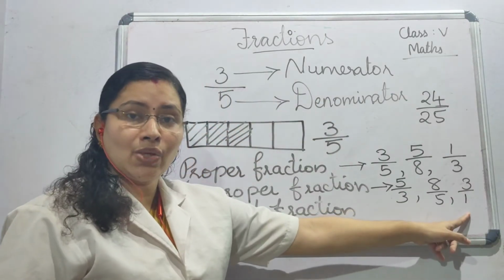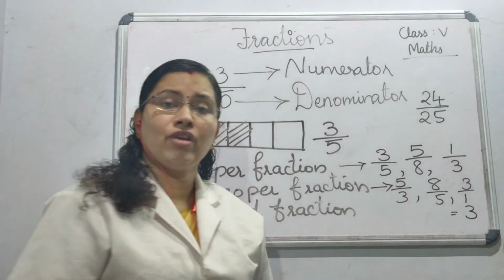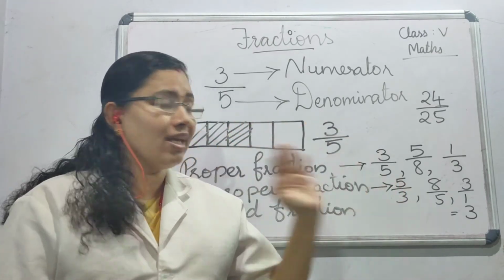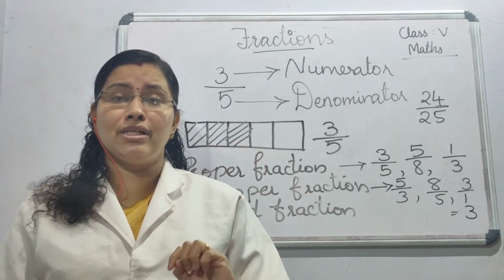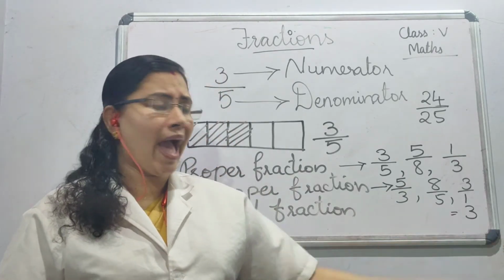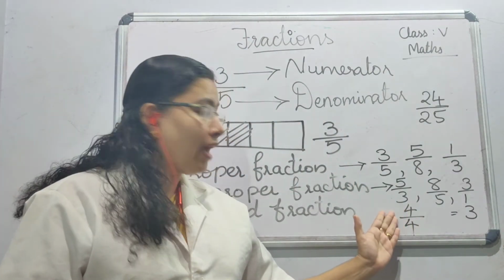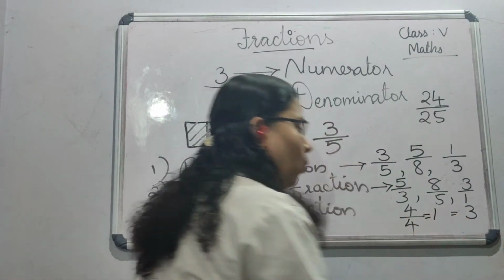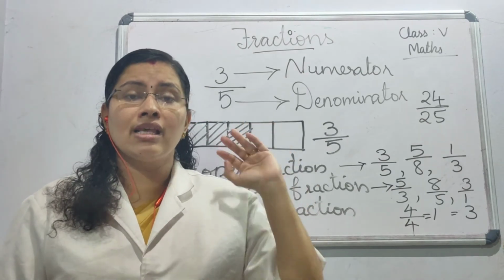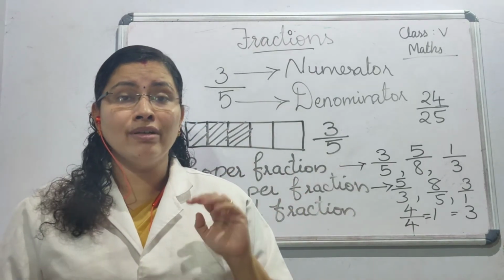Okay, here as you can see, 3 by 1 is equal to 3, is it? 3 by 1 is 3 itself. So 3 is a whole number, right? So the whole numbers are examples of improper fraction. Or if you have another number like 4 by 4, this 4 by 4 is equal to 1. So if the denominator is less than or equal to the numerator, then it is called improper fraction.